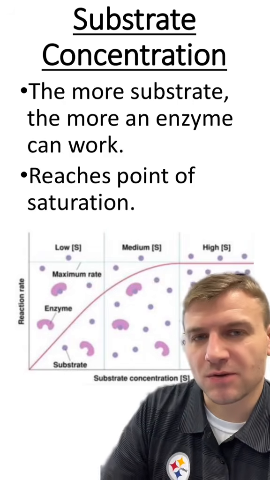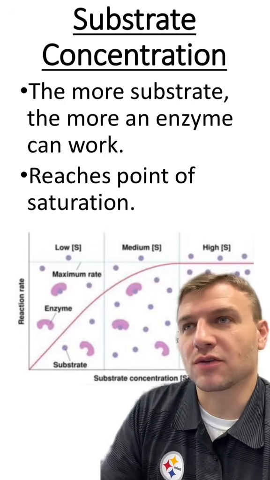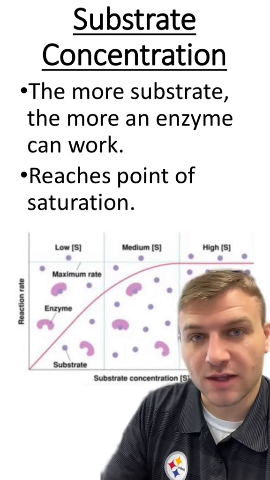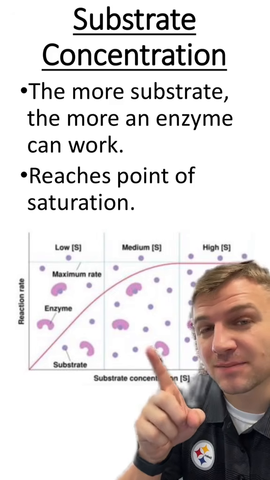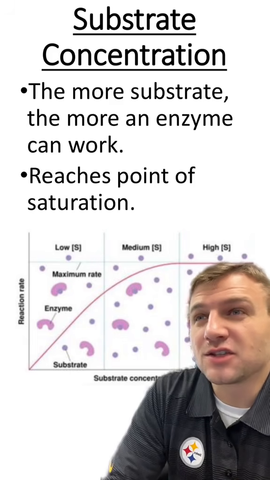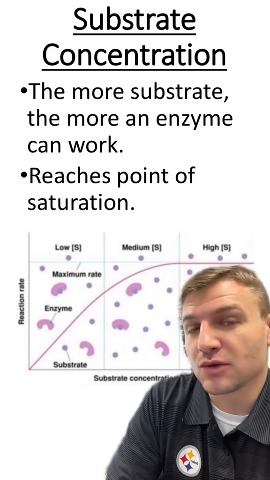Let's first talk about substrate concentration. Substrate concentration refers to how much of the substrate is going to be present for the enzyme to react with. And as you can see in our graph, the higher substrate concentration there is, the more reaction is going to take place. This is because there is just more substrate for the enzyme to react with.